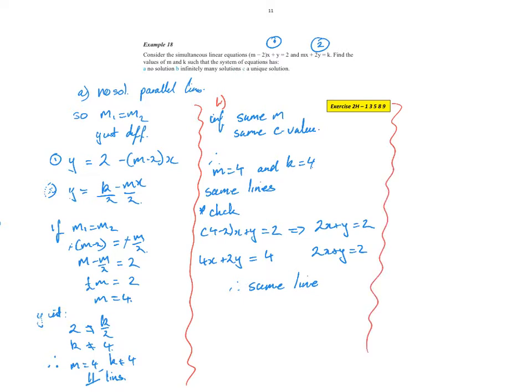Part C, a unique solution. A unique solution means they just intersect. So all we need to have for that is a different gradient. It doesn't matter about our y-intercepts. Our y-intercepts can be the same. We just need a different gradient.